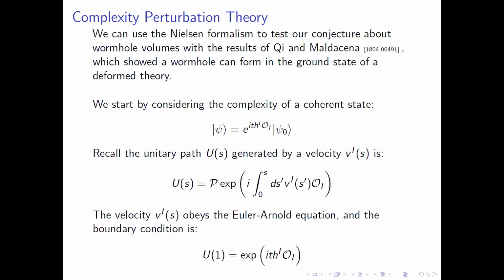So we'll start by considering the complexity of a coherent state. This state psi is a coherent state on top of some base state, psi 0. And we are creating it by the exponential of some operator. Recall that the unitary is given by this expression, which Matt showed you before. And again, these velocities obey the Euler-Arnold equation. And the boundary condition of the geodesic equation is just this exact unitary that we would like to create.